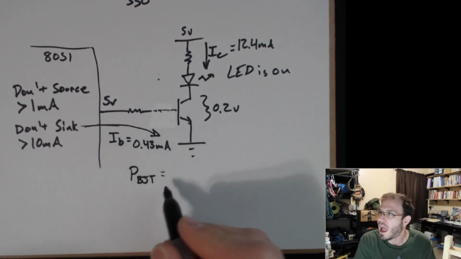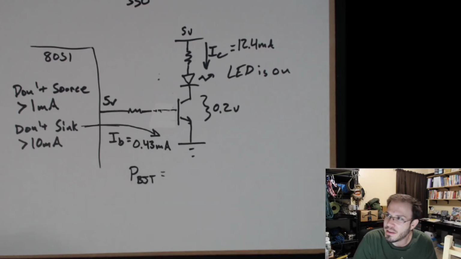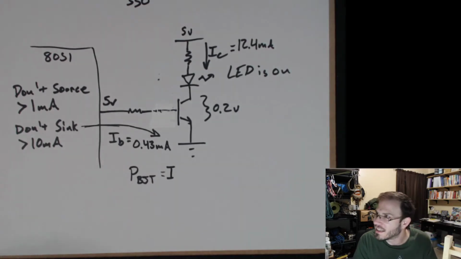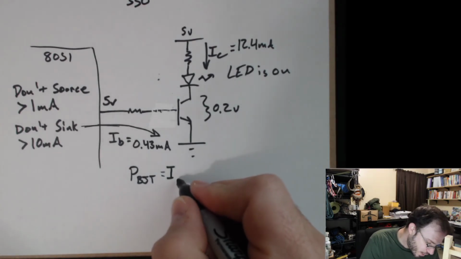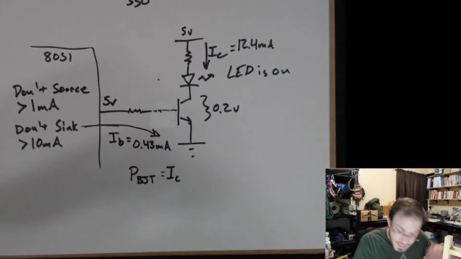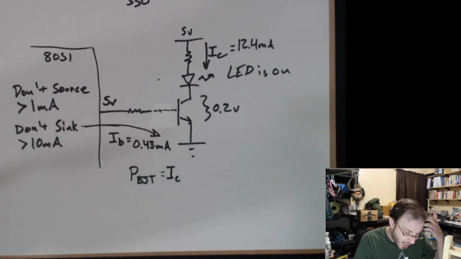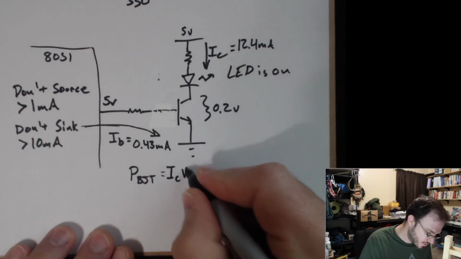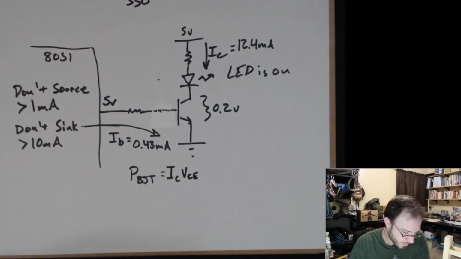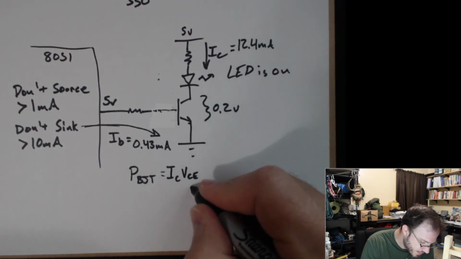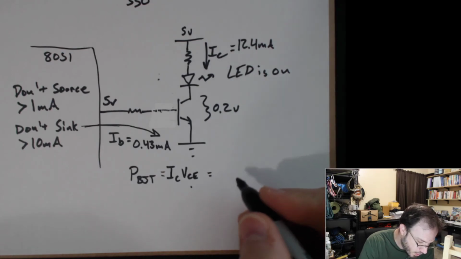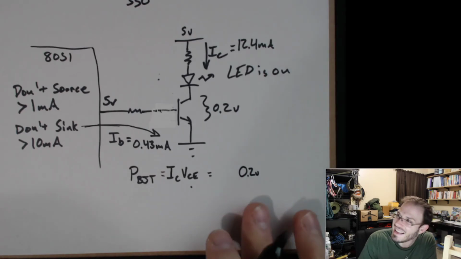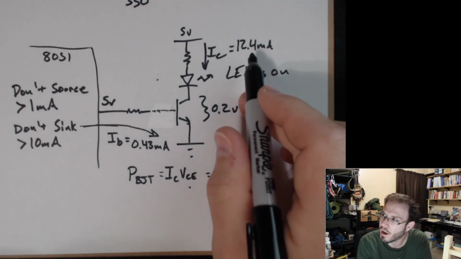So, how do we go ahead and calculate it? Well, it's going to be current through the transistor, which is IC, times the voltage drop across the transistor, which is VCE. And we know what VCE is. It's going to be 0.2 volts. And we know what IC is. It's 12.4 milliamps.